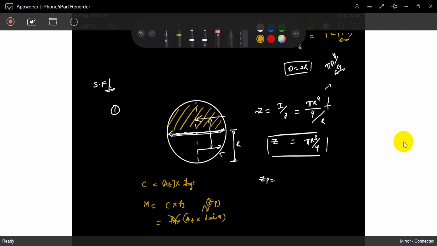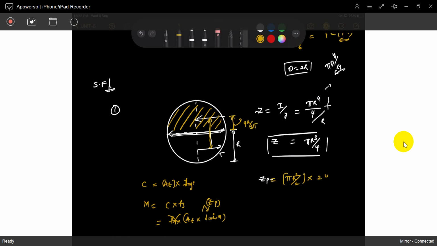So now you can find out Zp. Half area is pi r square by 2. That is half area. What is this lever arm? What is that lever arm? This height is 4r by 3 pi.